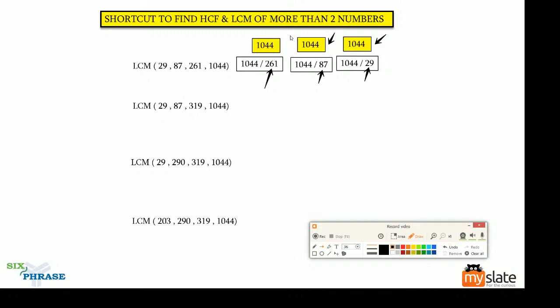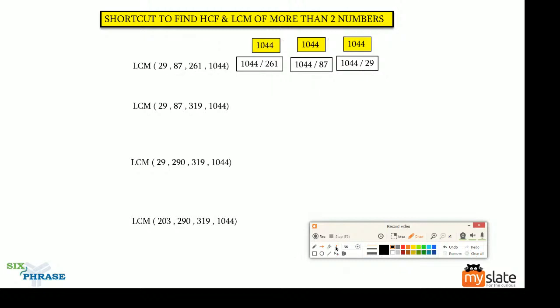Okay, so your final answer is 1044 here. You don't need to do much. You just look at the large number and see if the other smaller numbers are able to divide it. If able to divide it, you just club it. If it is not able to divide it, I'll tell you what to do. But here you can see all three numbers are able to divide 1044, so 1044 is the LCM. That is how simple it is. But if it is not able to divide it, I'll tell you what to do in that case.